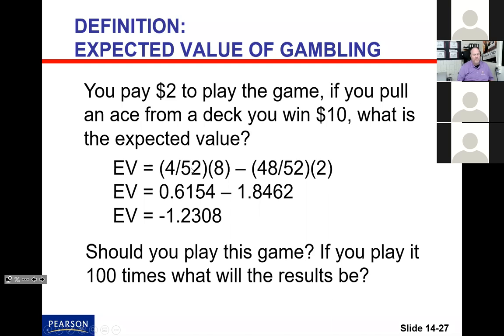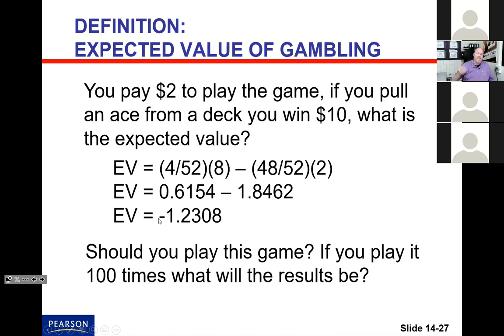4 divided by 52 times 8 gives us 0.6154. 48 divided by 52 times 2 gives us 1.86. And then we subtract them. Here's the deal. I don't really care what the number is. What I care about is it's negative. So does that mean I'm going to win, lose, or break even?